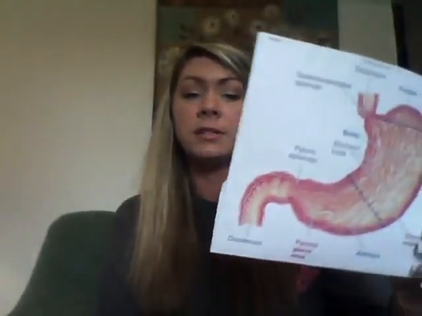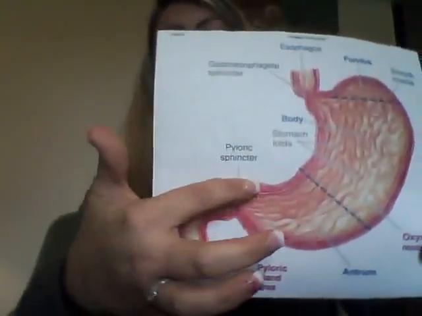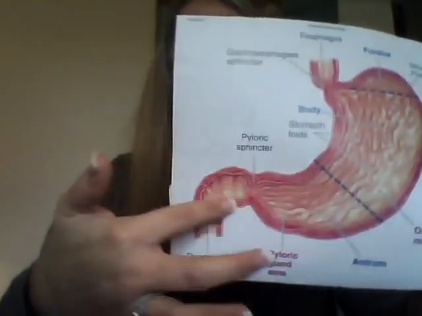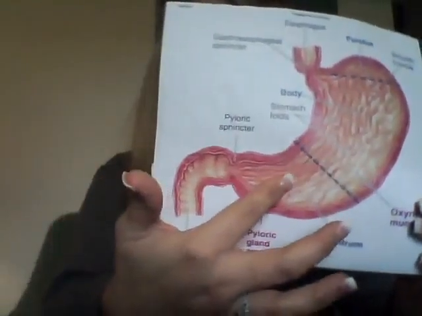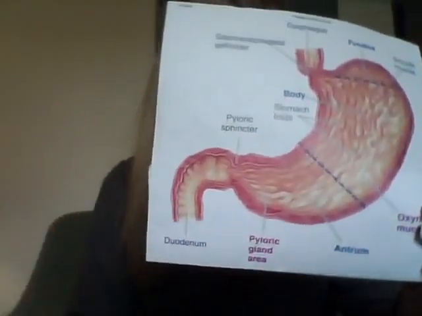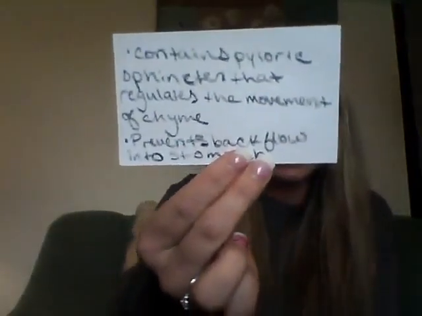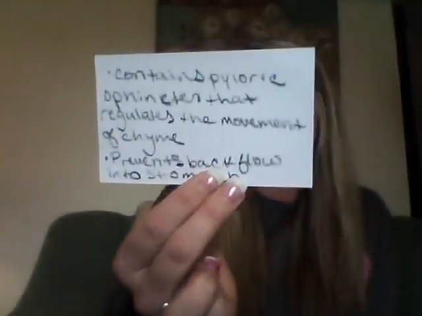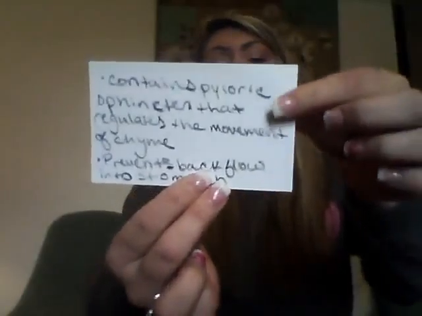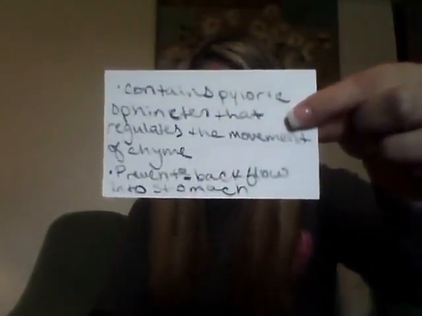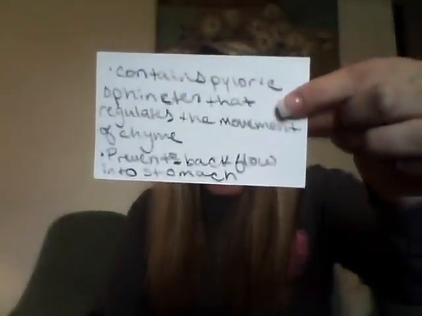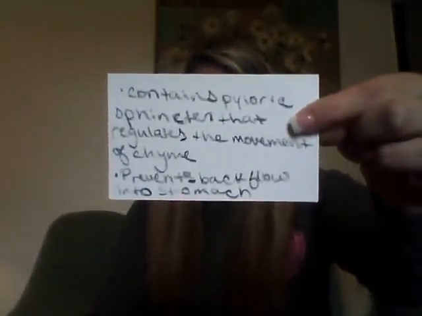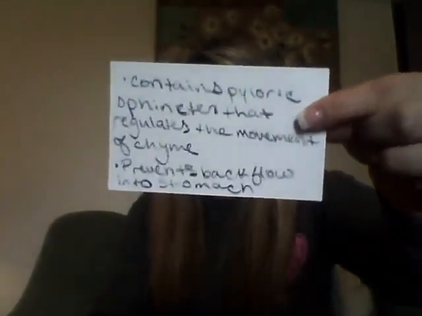Last but not least, on our list of parts of the monogastric stomach is the pylorus, which is right here in between the pyloric antrum and the small intestine. The pylorus contains a pyloric sphincter that regulates the movement of chyme. Chyme is partially digested food. The pylorus also prevents the backflow of chyme back into the stomach by way of the pyloric sphincter.